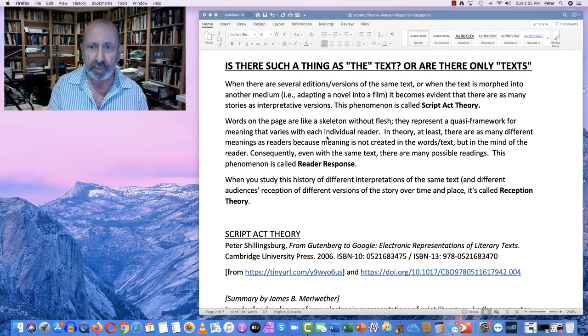And so script act theory begins with this phenomenon that there are many different interpretations, and that each time a version or an edition or a film of that text is brought to life, it is somehow unique and different. And I would suggest, in a lot of cases, influenced by contemporary thinking around particular issues.